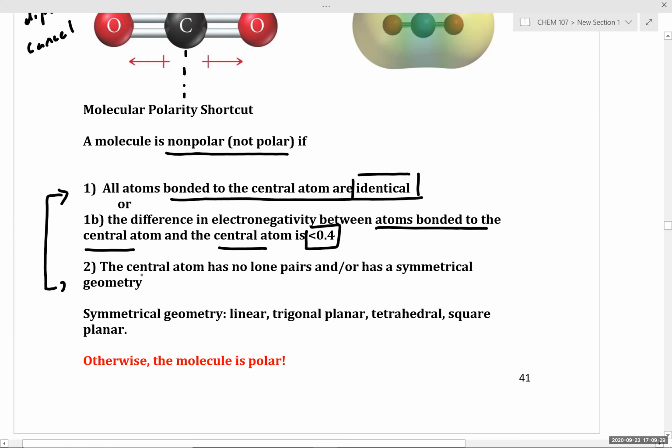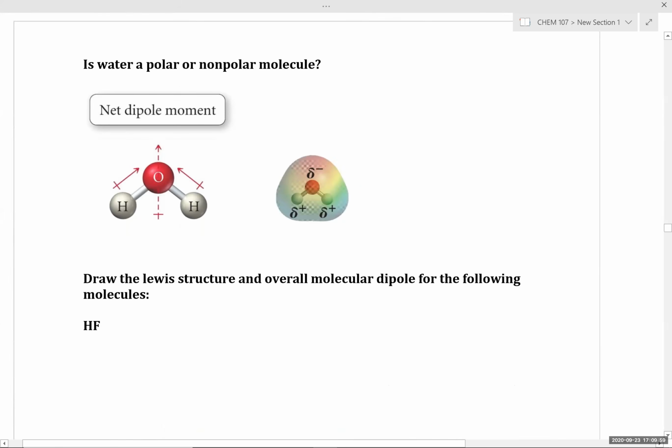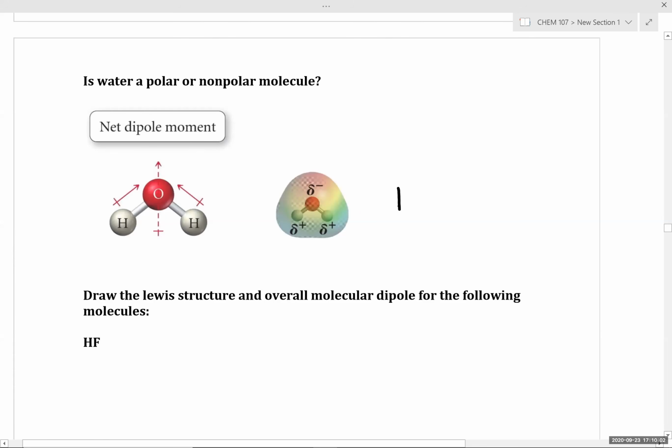The second condition is that the central atom must have no lone pairs, or it must have a symmetrical geometry, where a symmetrical geometry is the linear, trigonal planar, tetrahedral, and square planar geometries. If either of these conditions is not satisfied, the molecule will be polar. So let's apply this idea and look at a sample molecule, such as water.